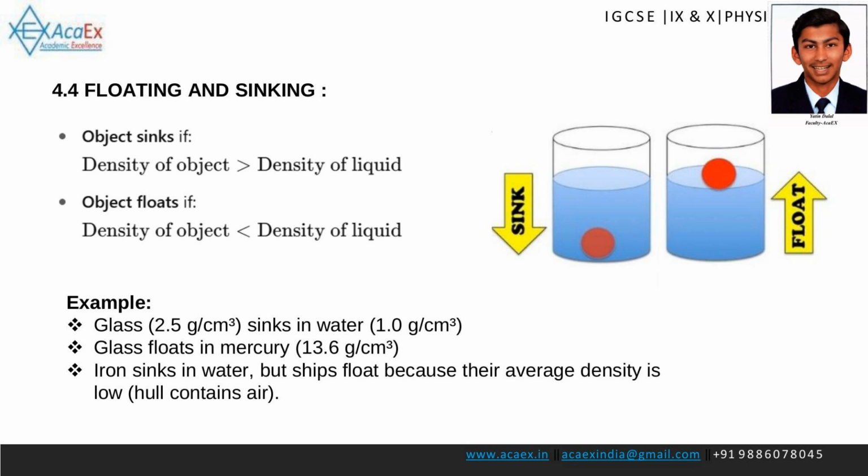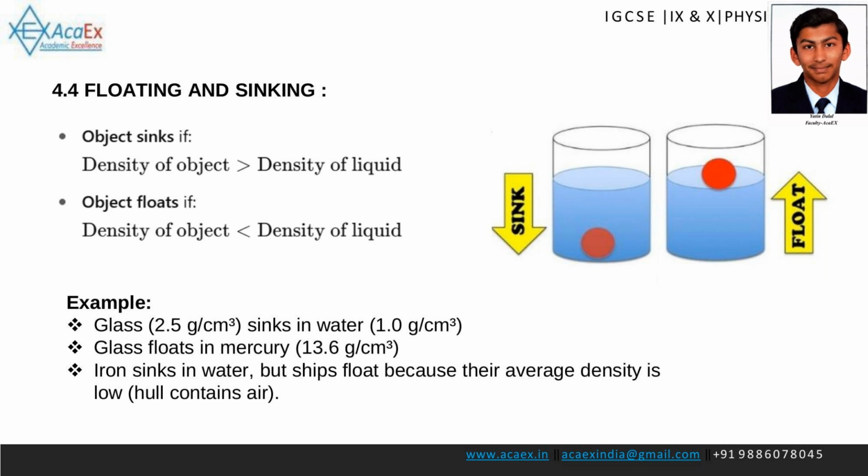Floating and sinking. An object sinks if the density of the object is greater than the density of the liquid. An object floats if the density of the object is less than the density of the liquid. For example, glass, with a density of 2.5 grams per cubic centimeter, sinks in water, which has a density of 1.0 gram per cubic centimeter. However, glass floats in mercury, which has a density of 13.6 grams per cubic centimeter.